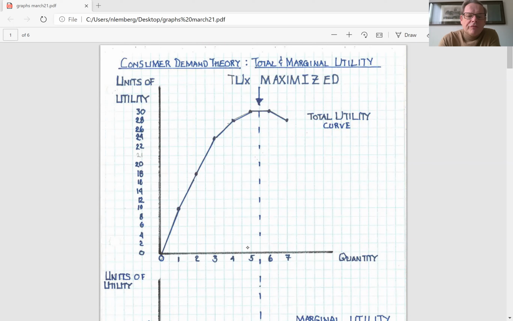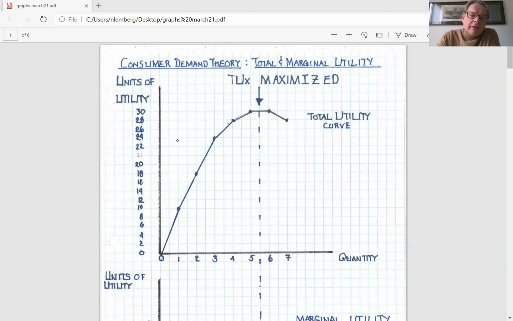So in here we go, consume 5 items, 30 levels of satisfaction. Consume 6 items, get another 30, a total of 30. And if we consume 7 items, our total utility curve falls, and we only have 28 now.